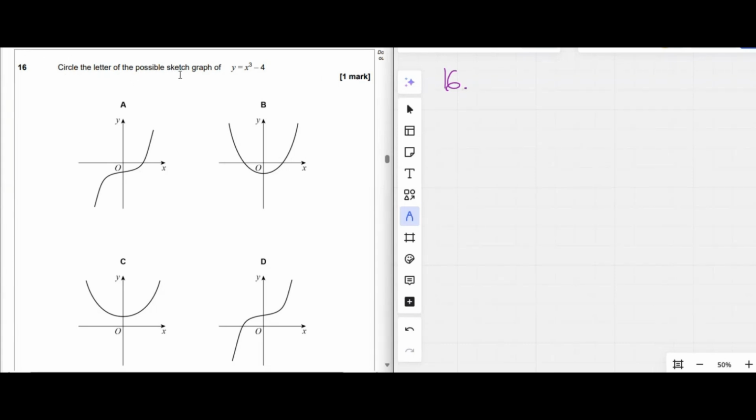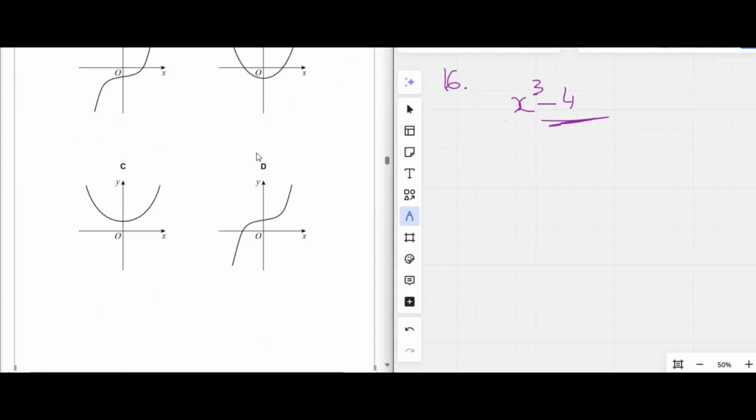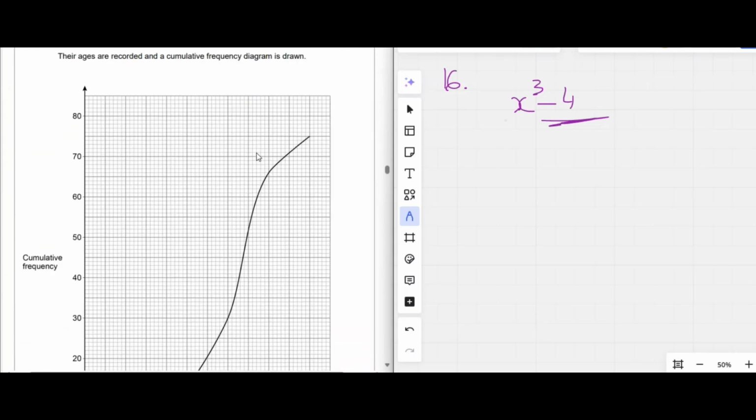Circle the letter of the possible sketch of the graph x cubed minus 4. Which one do you think that will be? A. Yeah, that negative 4 is the y-intercept. So that will be negative 4 there. And the others are parabolas. Okay.